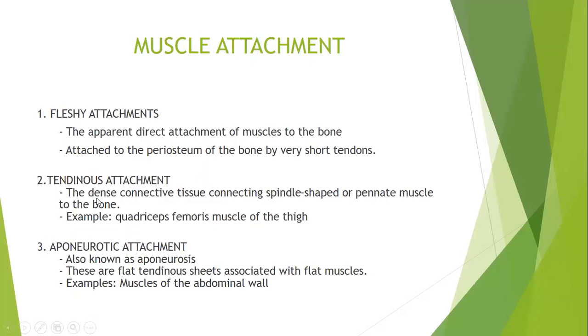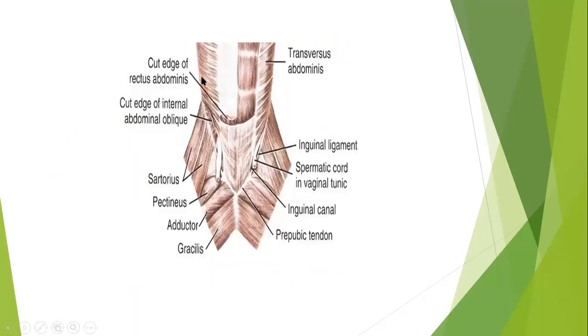And when you say tendinous attachment, this is the dense connective tissue connecting the spindle-shaped or pinnate muscle to the bone. Examples of this are the quadriceps femoris muscle of the thigh. We also have the gastrocnemius or the calf muscle. We also have the aponeurotic attachment, also known as aponeurosis. These are flat tendinous sheets associated with flat muscles, and this is seen in the muscles of the abdominal wall, as seen here. So these are the different abdominal muscles, and they are forming an aponeurosis type of attachment.